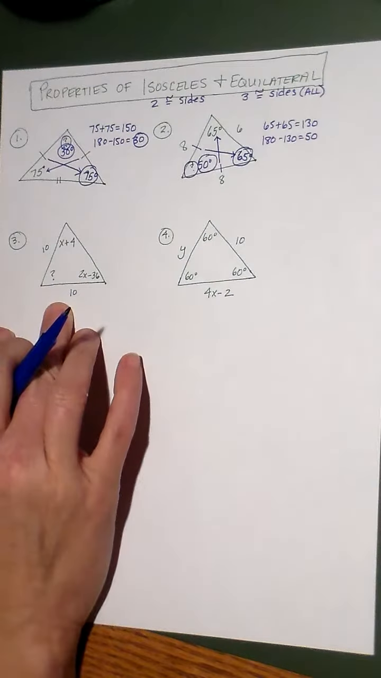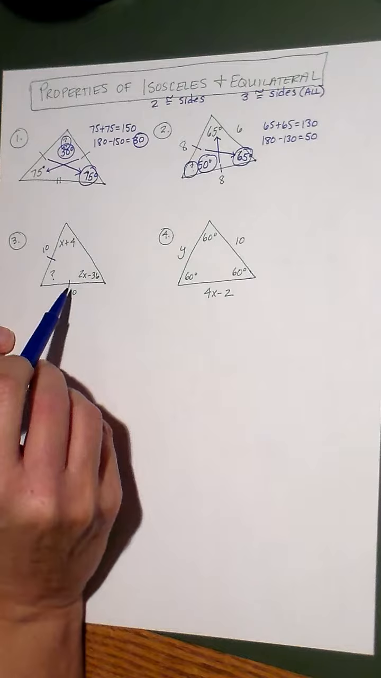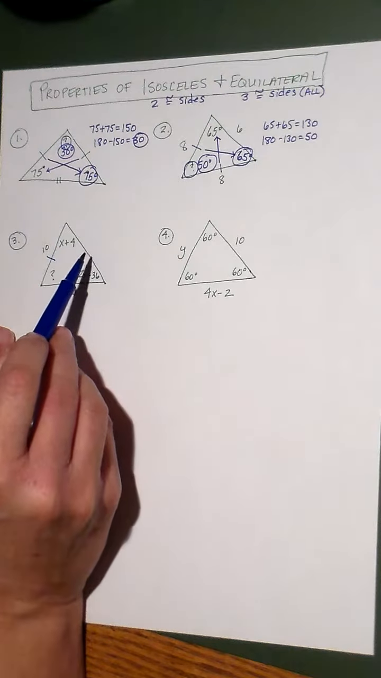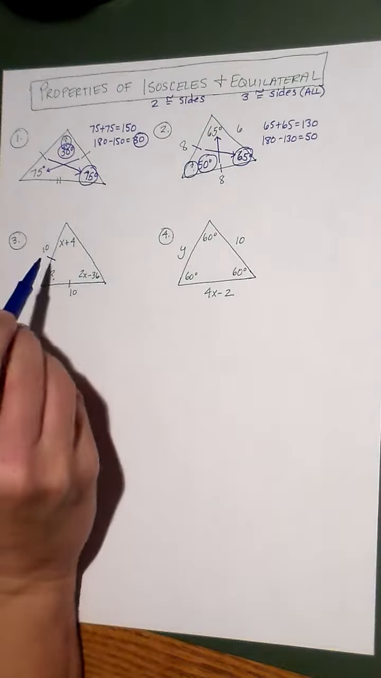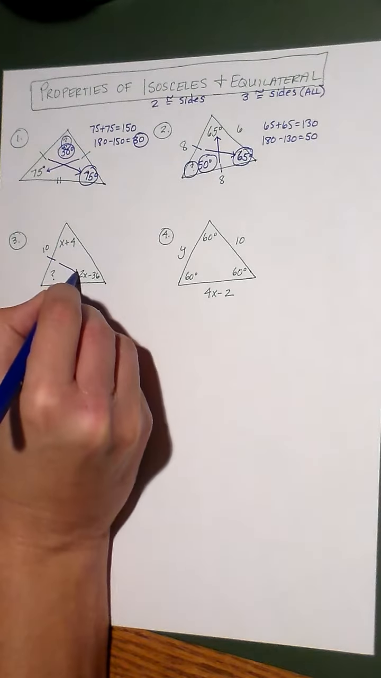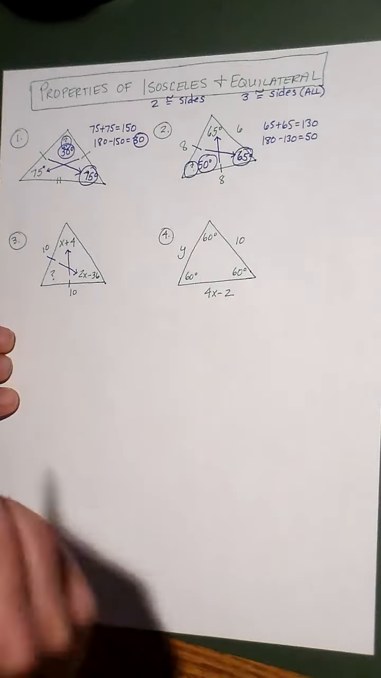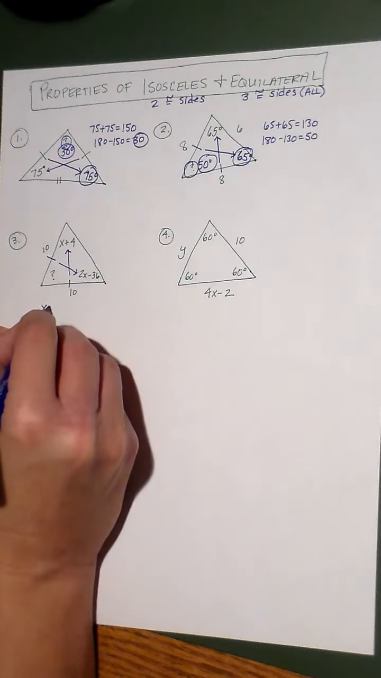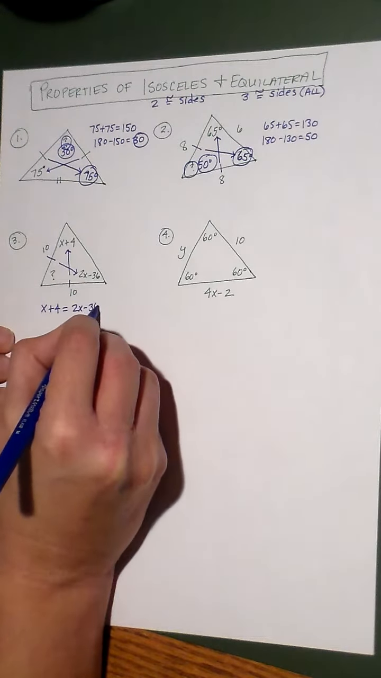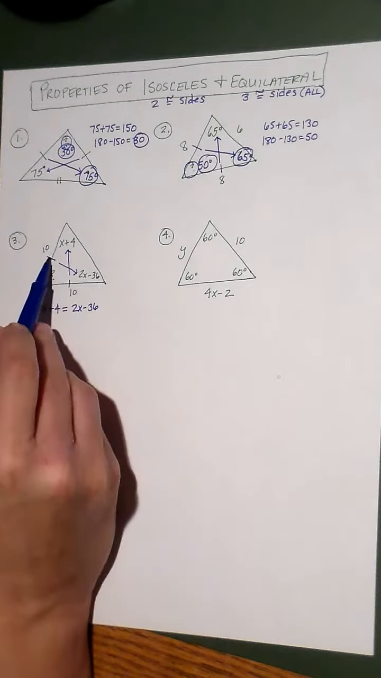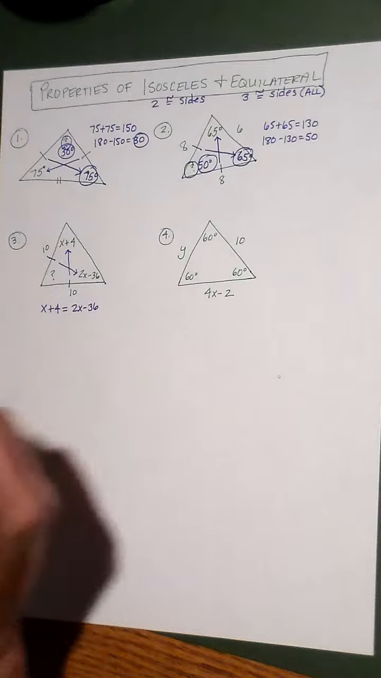Now let's look down here. I know these two sides are congruent because they're both 10. I don't know anything about this side, so I can't assume, but I don't have any numeric measures. However, what do I know about this angle and this angle because they're across from congruent sides? I know they're congruent, they're equal. So I know that whatever x plus 4 is, it has to equal 2x minus 36. Those have to be congruent because it's isosceles and they're across from the same side length. So I'm going to solve for x on this one.